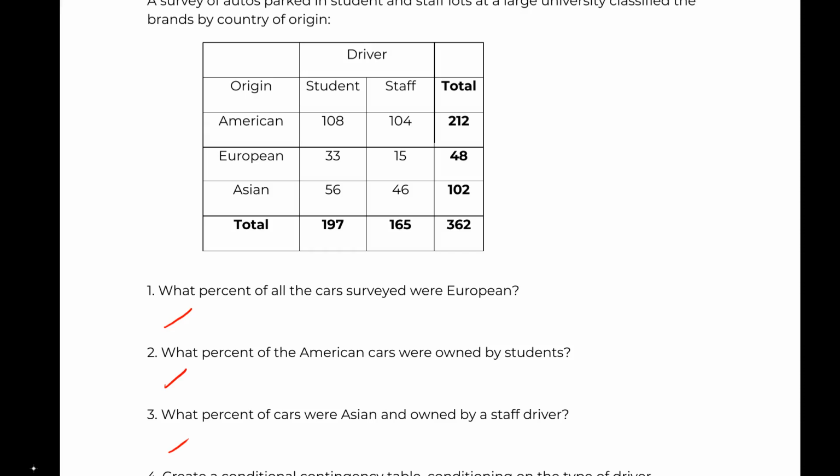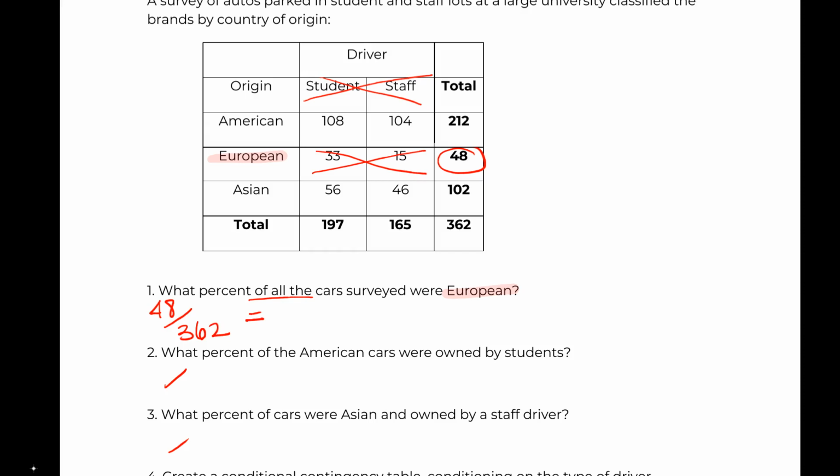So the first one, the only thing we're told is that the cars are European. Nothing about the type of driver. So we want to go past the student and staff columns, right? Because I don't want just the student or just the staff. I want all those European cars. So we got 48. And it does say we want of all cars. So this is out of our 362.